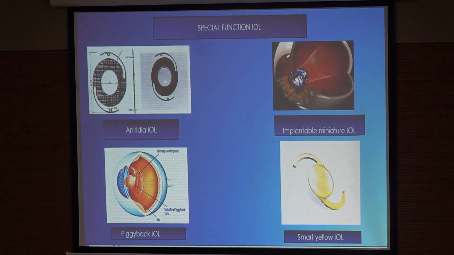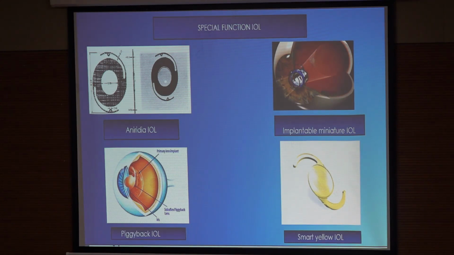Also, we have special function IOLs. Post-trauma, if there is iris loss, then we can always implant the NRIDIA IOL. Then we have the implantable miniature IOL, usually used in patients who have retinitis pigmentosa, or patients who have ARMD at an advanced stage. It helps to focus light on a wider area in the central region, and thus the patient is able to perceive the image.